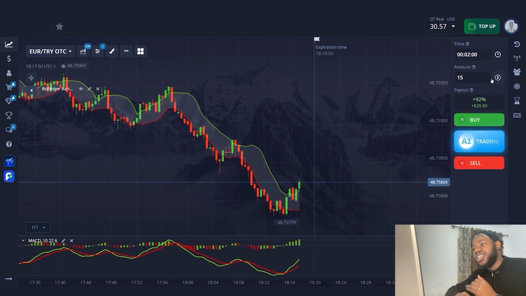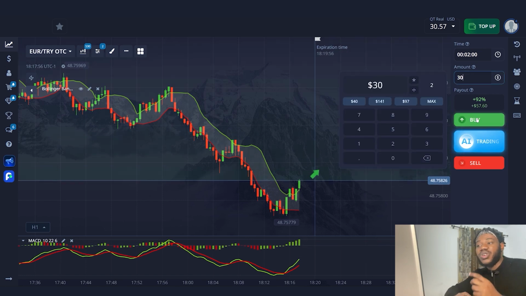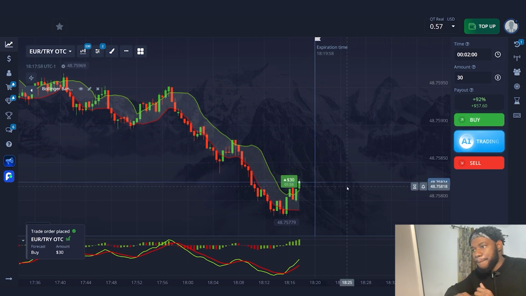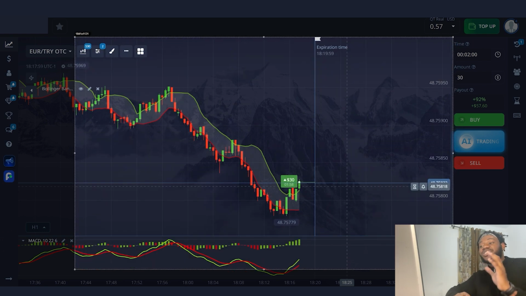Let's take this situation into account and open the first trade. I will use 2 minutes of trading time, starting with an amount of $30. I think the price will rise, so I press the green button to open a trade. Great, the trade is open.